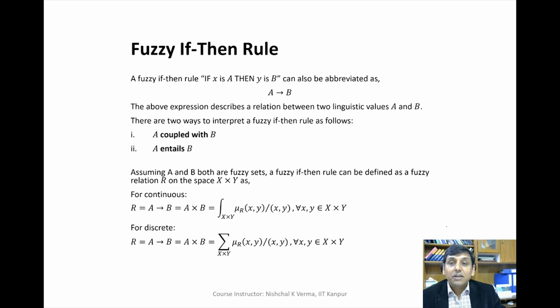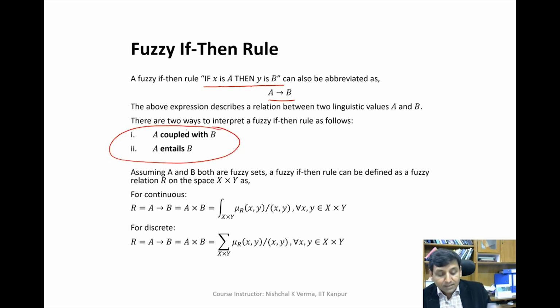So let us now move ahead and discuss a fuzzy if-then rule like: if X is A, then Y is B. Let us first understand that this can also be represented by A entails B or A coupled with B. So please understand here that there are two ways to interpret a fuzzy if-then rule.